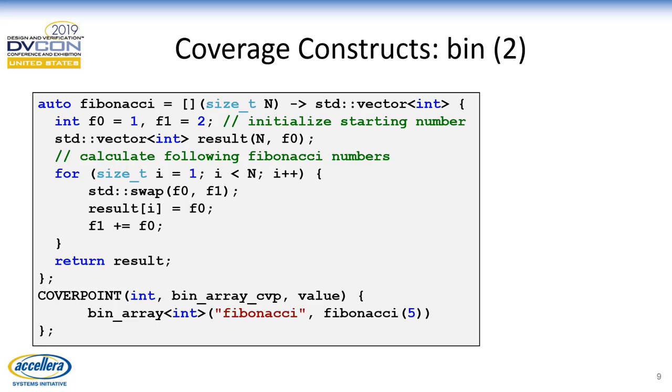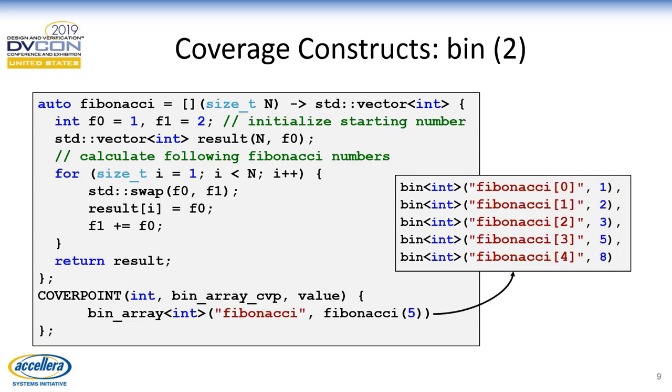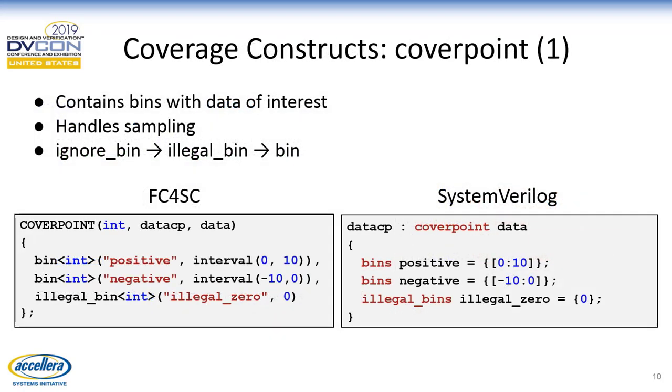So we have this function, which is a lambda function, but it doesn't have to be. It's just an example. And then we instantiate the bin array with the function which receives the number of values to be inserted into the vector that is returned. And then this bin array will actually split the vector into multiple bins. And as we can see here, we have one bin for each value in the consecutive numbers of the Fibonacci sequence.